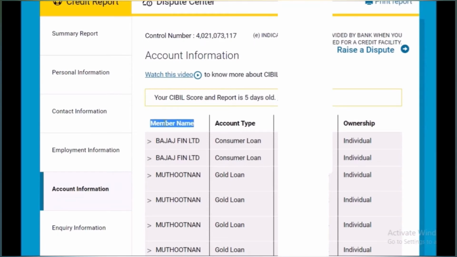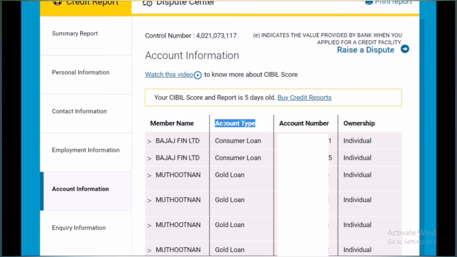The first column will show the member name or the lender's name. The second column will have the account type. It shows what type of a credit that you have taken. The third column is the account number. It shows the loan account number and the credit card numbers. And the last one is the ownership.